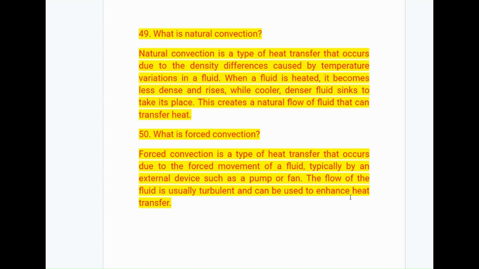50. What is forced convection? Forced convection is a type of heat transfer that occurs due to the forced movement of a fluid, typically by an external device such as a pump or fan. The flow of the fluid is usually turbulent and can be used to enhance heat transfer.